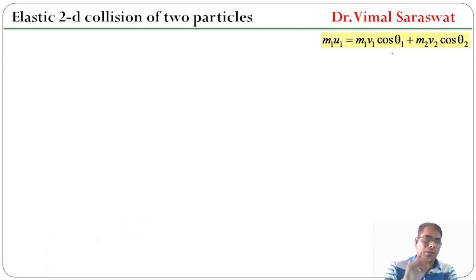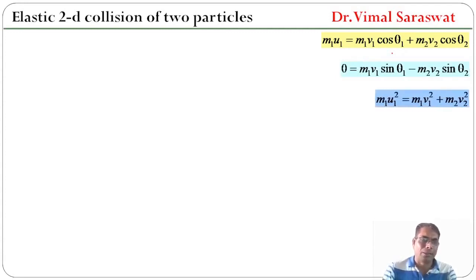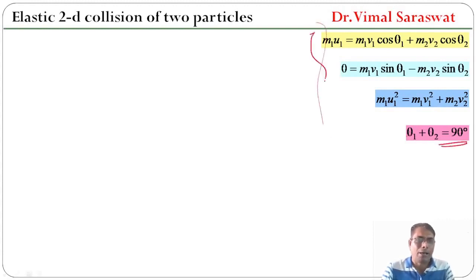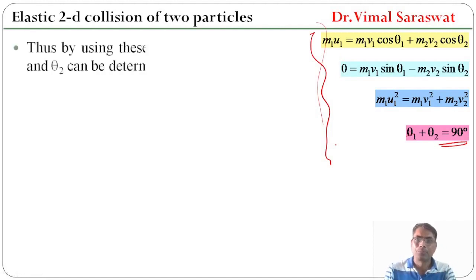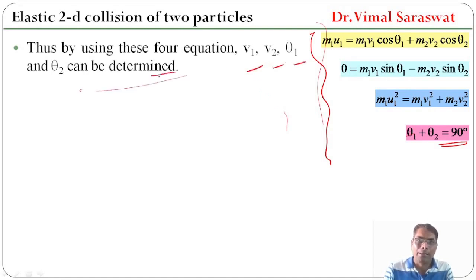Now we have this equation, another equation is this one, third equation is this one, and fourth condition we got theta 1 plus theta 2 equal to 90 degree. So here we have four equations, and also we have four unknown quantities that are v1, v2, theta 1 and theta 2. So by using four equations, four unknown quantities can be determined easily. Thus by using these four equations, v1, v2, theta 1 and theta 2 can be determined.